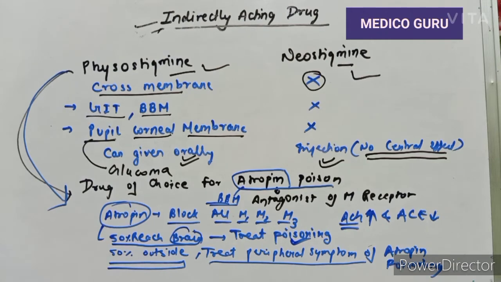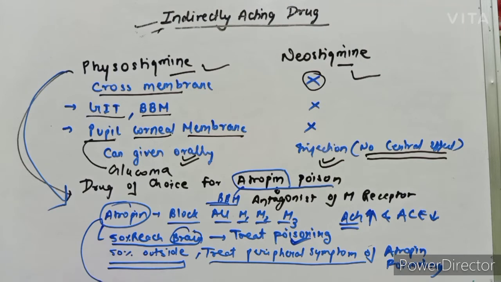Okay guys, because atropine can reach the brain across the blood brain membrane, we need a drug which can cross the blood brain membrane and treat the poisoning. So physostigmine is the suitable drug to treat atropine poisoning.